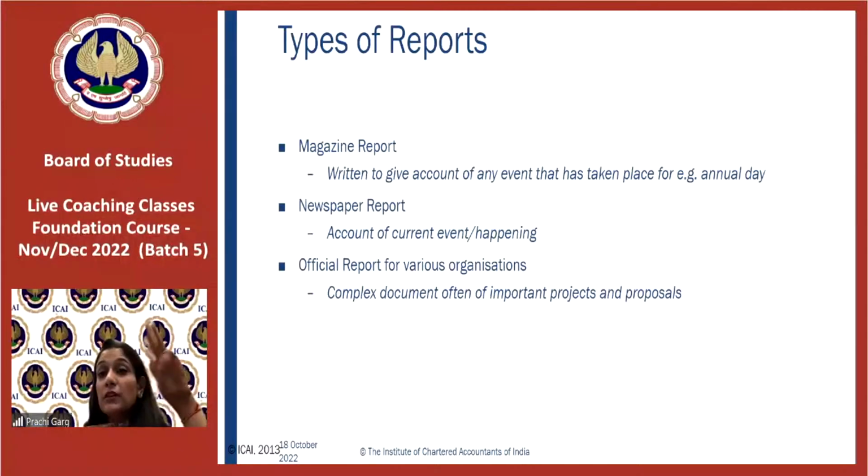Third comes the official report, which I think you will be writing the most, because that is part of organizations. Basically, you have to submit reports about any project that has been completed, or any project that is going on, or any proposal that needs to be submitted. It's a very complex document, because it has a lot of number crunching and a lot of data, and that needs to be reported. Clear? So those are the three types of report writing.